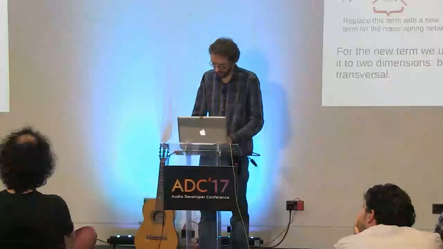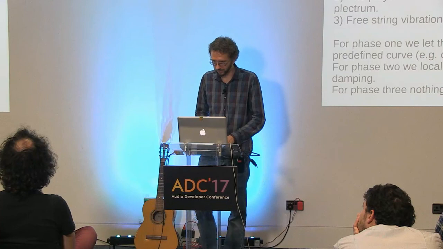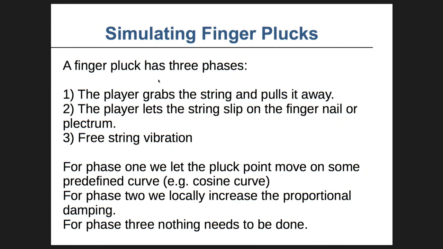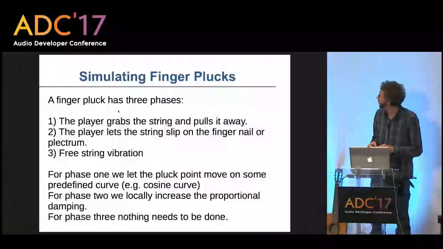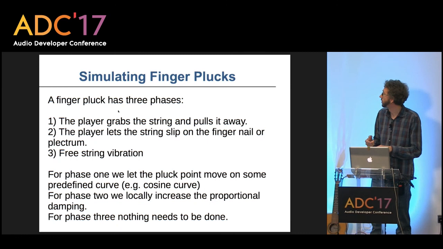And there's also another thing which we want to improve on. Up to now, we always have been using the triangle pluck for our pluck shape. But in reality, we're going to use a finger, and the finger is not going to create an exactly triangular shape. So we can also simulate this. We can simulate how the player grabs the string in the beginning. Then in the next phase, the string slips on the finger. There will be some damping while the string is slipping on the finger. And then in the next phase, there's free string vibration.